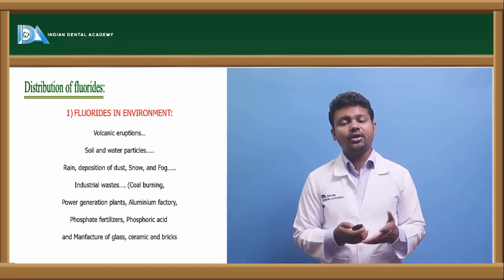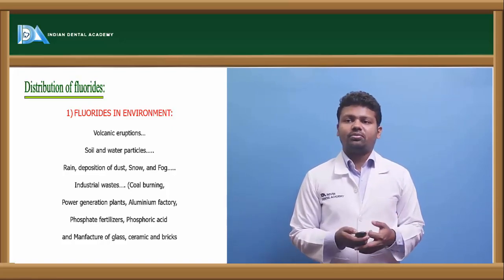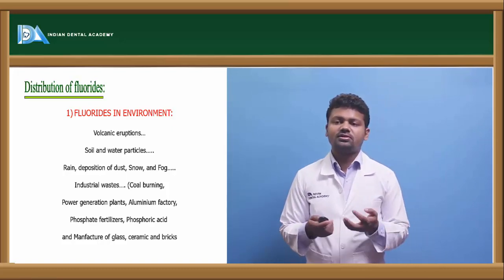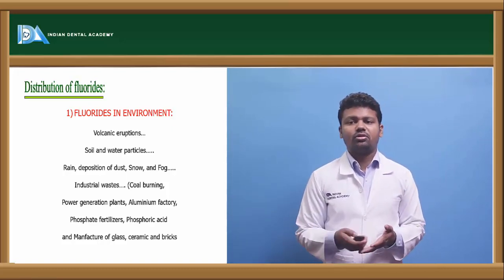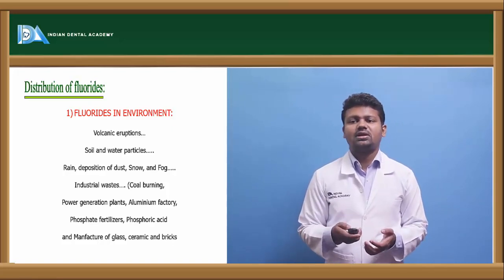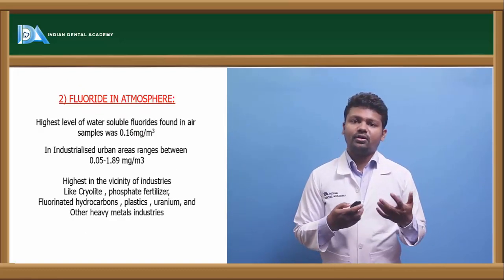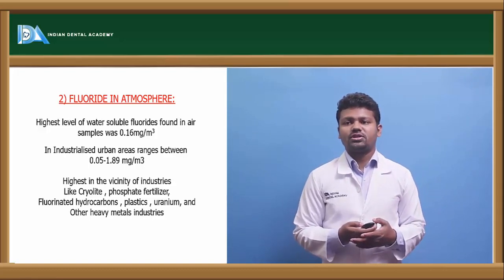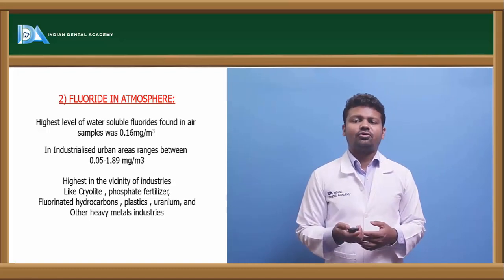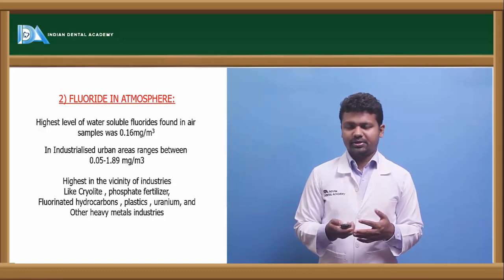Fluoride is distributed in the environment, in the hydrosphere, lithosphere and in the atmosphere. In the environment, there is high fluoride concentration in volcanic eruptions, soils, rain deposition, dust, snow, etc. Also in phosphate fertilizers, phosphoric acids and the manufacturing of glass, ceramic and bricks. Fluoride in the atmosphere is soluble fluoride found in air, with samples of 0.16 milligram per meter cube. Highest in cryolite, phosphate fertilizers, fluorinated hydrocarbons, plastics, uranium and other heavy metals.